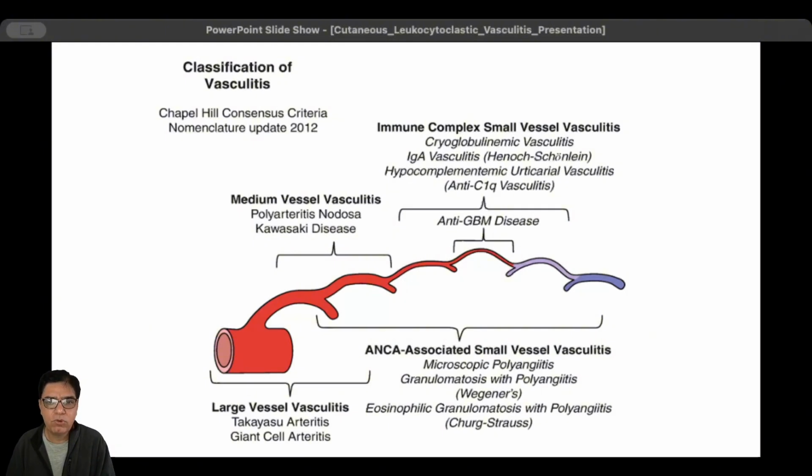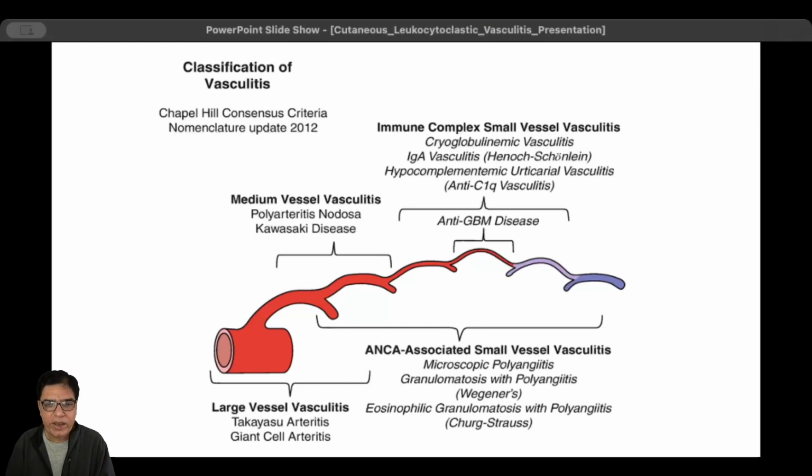We have the hypocomplementemic urticarial vasculitis. I don't want to go into detail of that, that's altogether a different subject. And then we have some other types of illnesses, usually small vessel, where there is multi-system involvement. One is Wegener's, which is the old name. It is known as granulomatosis with polyangiitis, and the other one is eosinophilic granulomatosis with polyangiitis, which is known as Churg-Strauss syndrome.